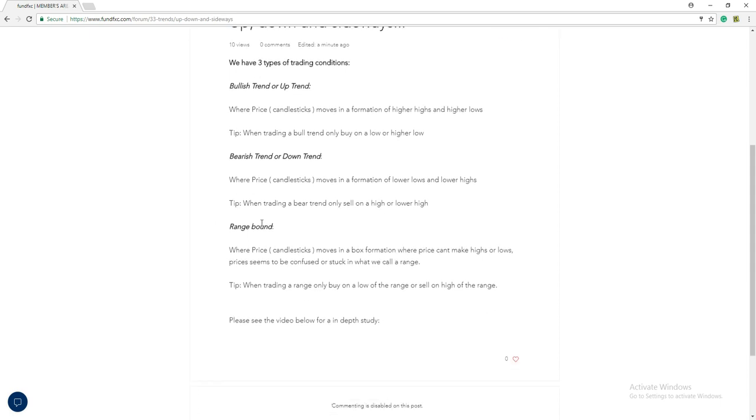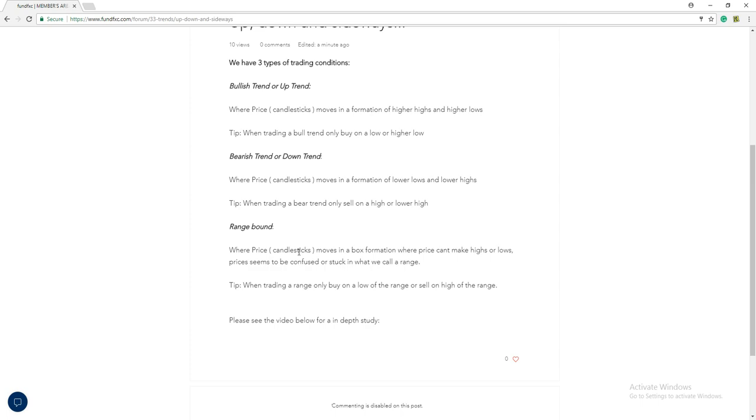Range bound: when price or candlesticks move in a box formation where price can't make new highs or lows. Price seems to be confused or stuck, which is what we call a range. The tip for trading a range is to buy at the low of the range or sell at the high of the range.